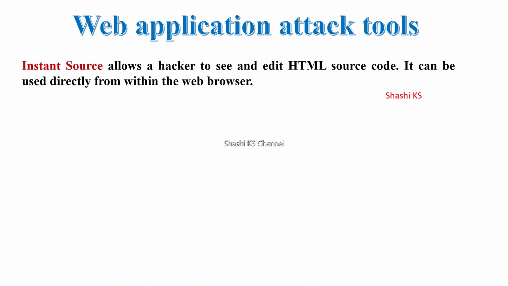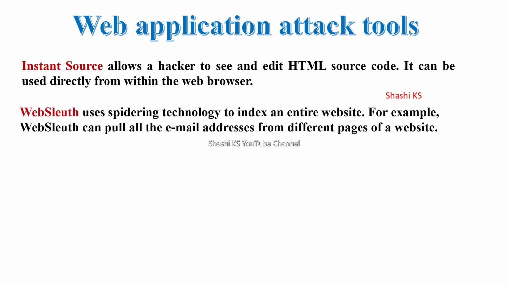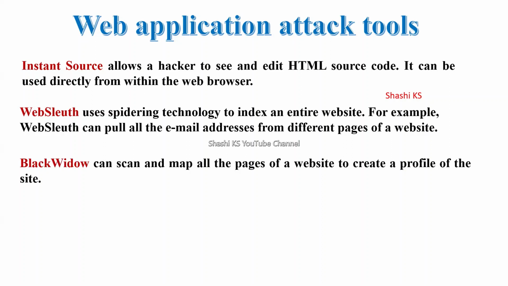The first attack tool is Instant Source. Instant Source allows a hacker to see the HTML source code for a web application and also edit the HTML source code. You can directly use it from within the web browser. Another web application attack tool is Web Sleuth, which uses spidering technology with which it can index an entire website. With that, it can pull out all the email addresses from all of the different pages of a website. Another attack tool is Black Widow. It can scan and map all the pages of a website to create a profile of that site.